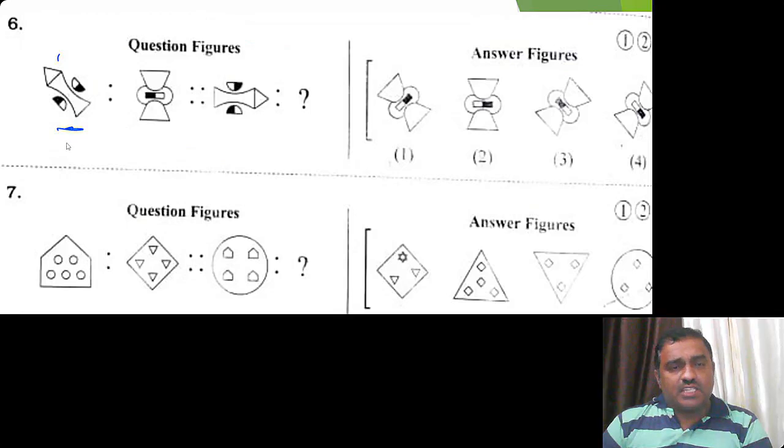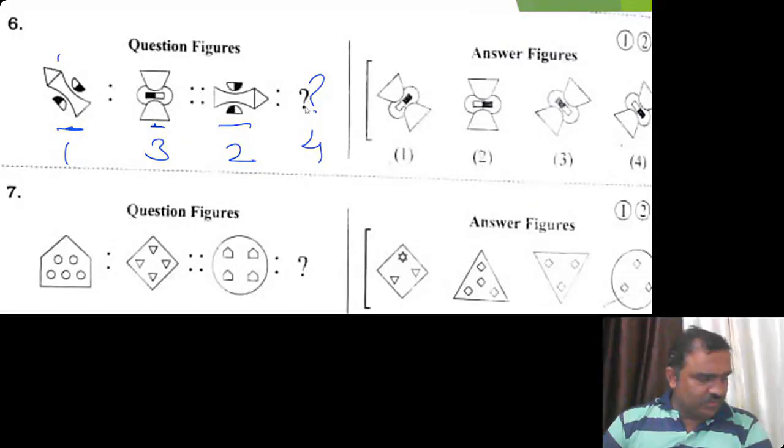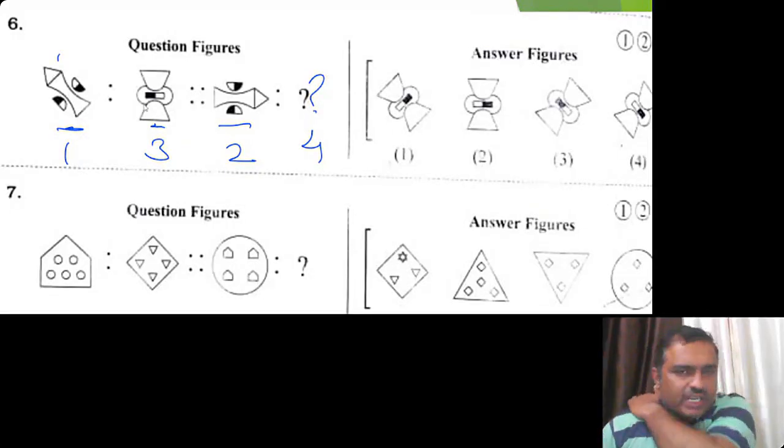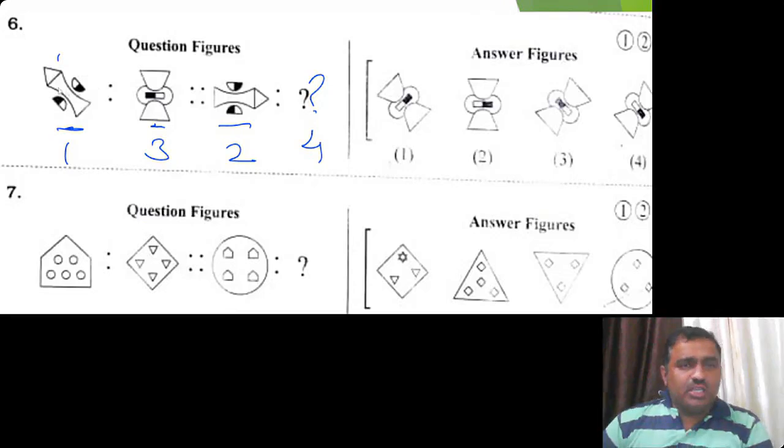Consider this as the first figure, this as the second figure, this as the third figure, and tell me what will be the fourth figure. Yes, option number 1 is correct, but how? See, it is rotating. If you rotate it anti-clockwise, what will happen?